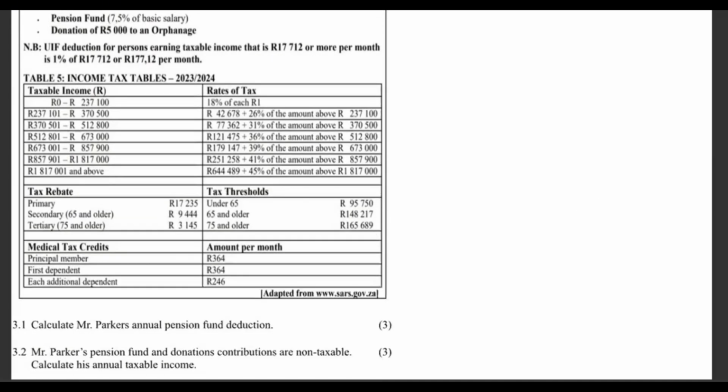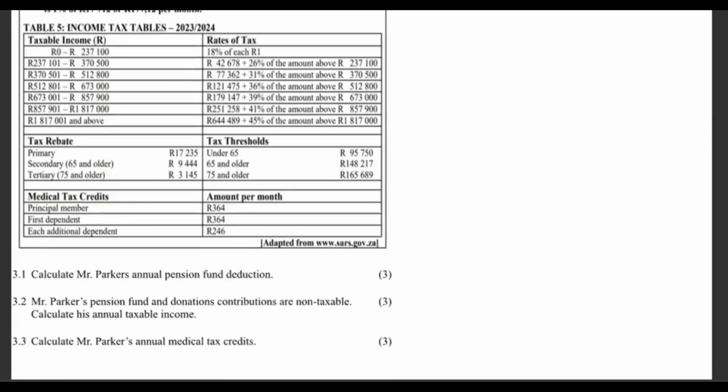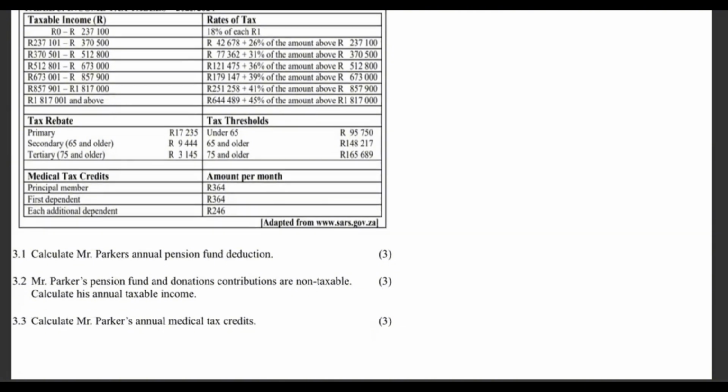We have pay as you earn, which is PAYE, UIF, medical aid, and pension fund at 7.5% of basic salary. Take note of that, it's on the basic salary. Then a donation of 500 to an orphanage, and the UIF deduction, which is the maximum. Question number 3: calculate Mr. Parker's annual pension fund deduction. First and foremost, we shall look for the 7.5%.